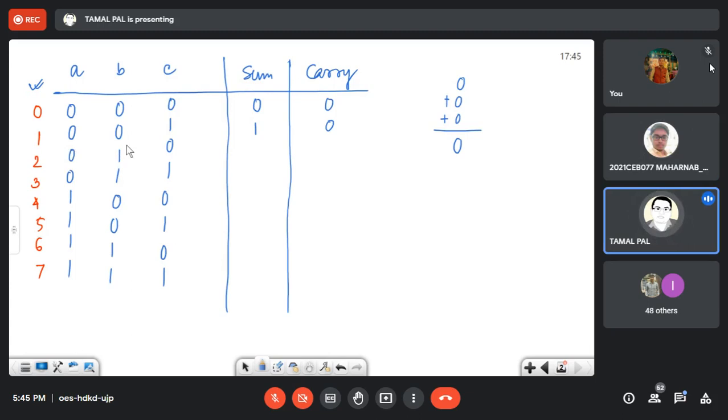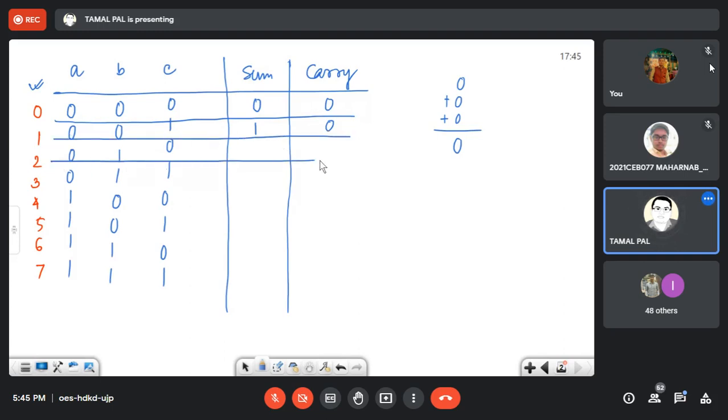Then 0, 0, 1, then, sorry, this is my mistake. I had not properly divided the line, that's why. This is my mistake, not your mistake. Otherwise, it can create confusion.